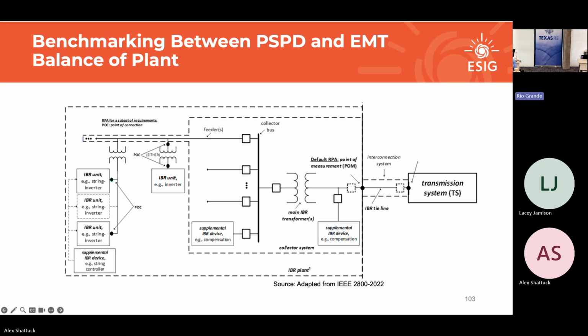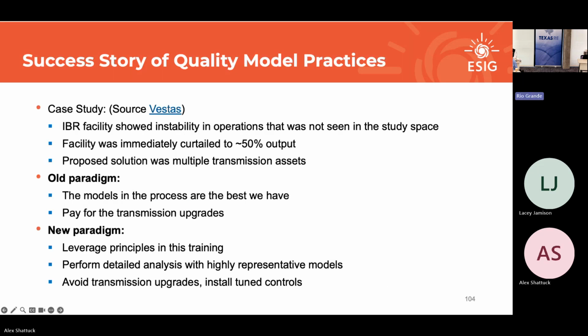And I think they did 20 or so plants, and not a single plant had the correct balance of plant for one reason or another. And that is most of the time main power transformer impedance issues, missing OLTCs, unload tap changers, things like that. So very big opportunity for a mistake.